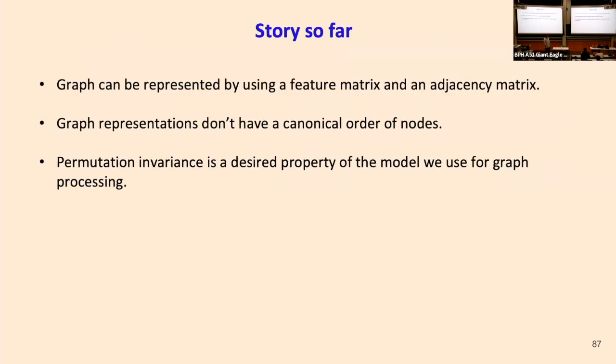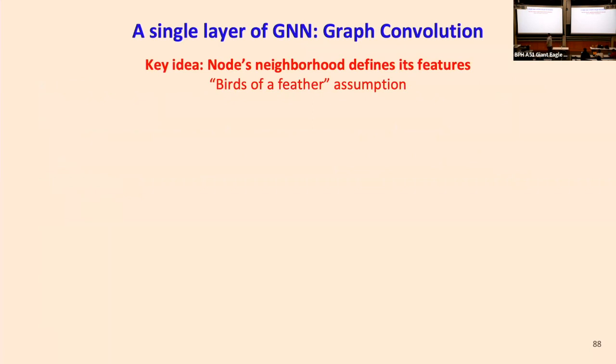Okay. So the story so far is graphs can be represented using a feature matrix and an adjacency matrix. We have graph representations which don't have canonical order forms, and we have permutation invariance, which is a desired property in terms of graphs. Yeah? Okay. So let's try to understand how a single layer of graph convolution works. The reason we call it graph convolution is because the paper which introduced it was on graph convolution networks, which fall under the family of graph neural networks.